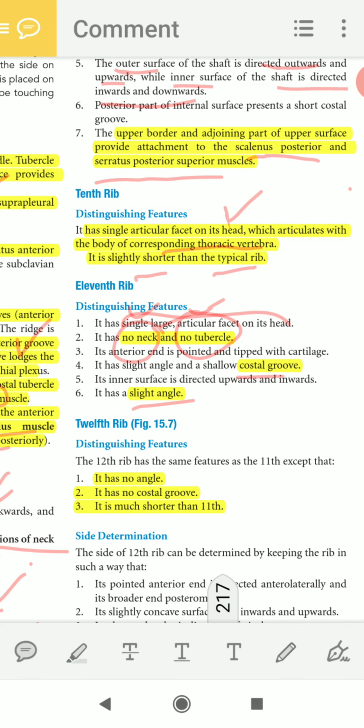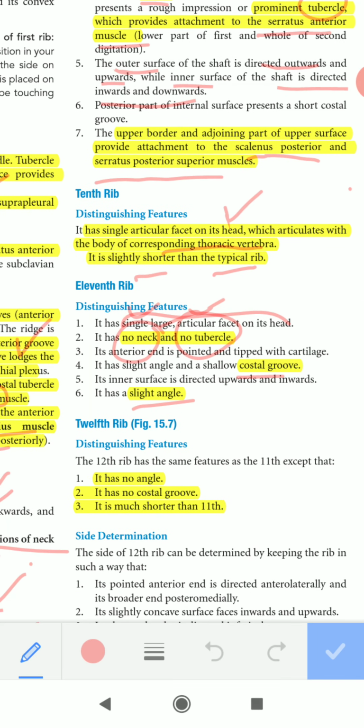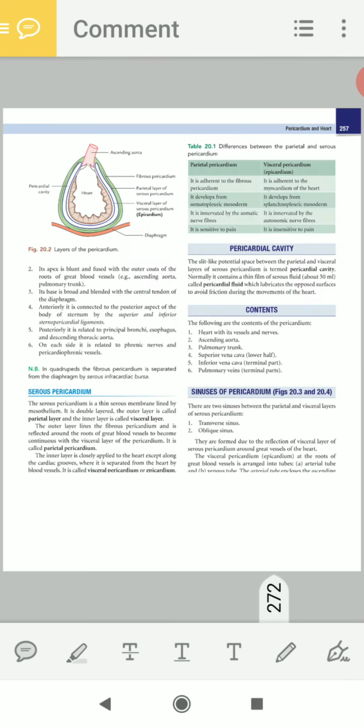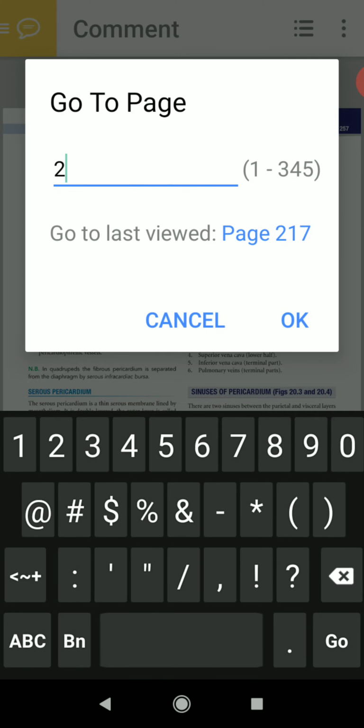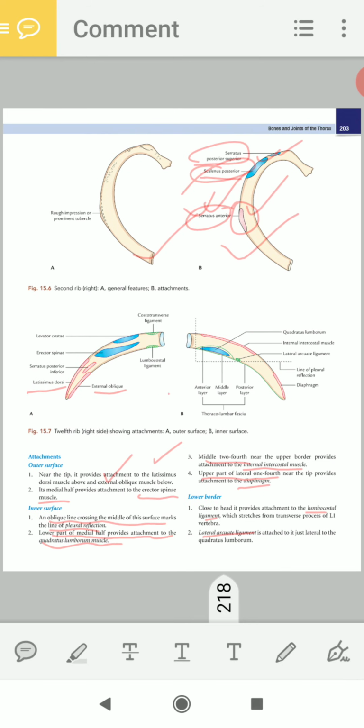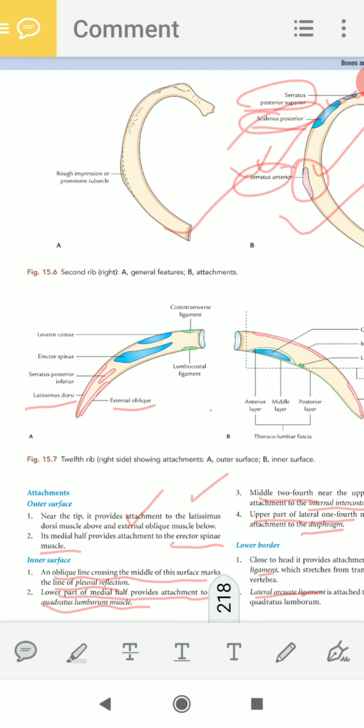And the 12th rib. The 12th rib is the same as the 11th rib, except it has no angle and no costal groove, but the 11th rib has a costal groove. The 12th rib has no costal groove and it is much shorter than the 11th rib. Okay, and these 11th and 12th are the floating ribs. Okay, so we have to know some attachments from the 12th rib because it is the last atypical rib.